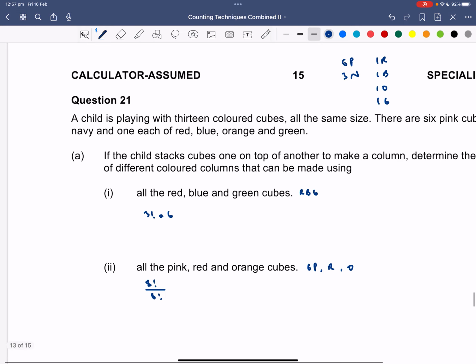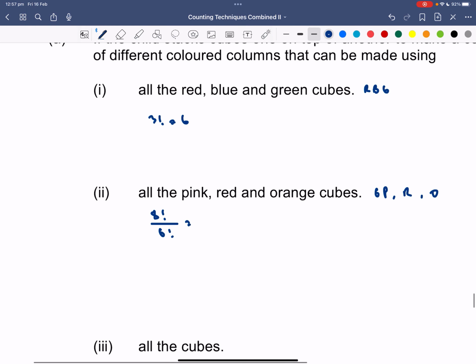Now, this one, obviously, you have a calculator, so you can do it easily with a calculator. But you could do some telescoping. That's just 8 times 7 times 6 factorial, divided by 6 factorial. 6 factorial crosses out. So there are 56 different ways.